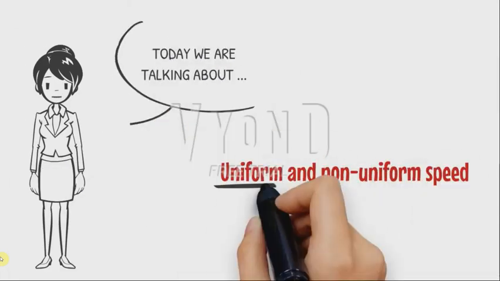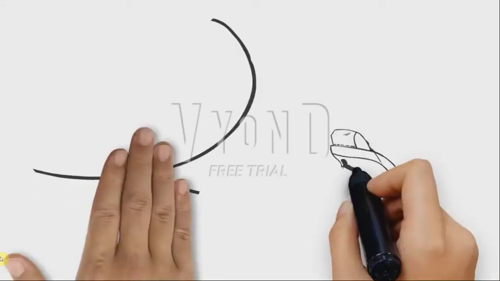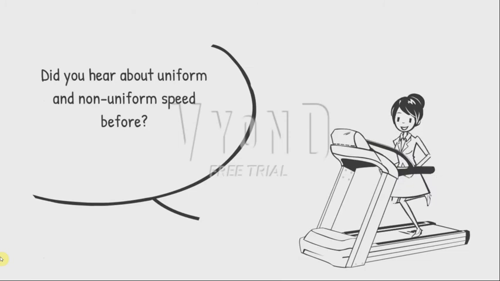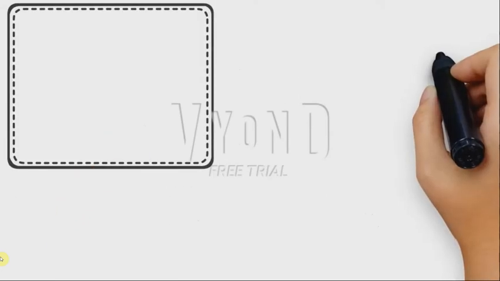Hi, this is video number 2, and may I remind you that these videos are made specifically for grade 9 in Egypt. Today we are talking about uniform and non-uniform speed. Have you ever heard about these terms, uniform speed and non-uniform speed? Did you ask yourself before what is the difference between them?